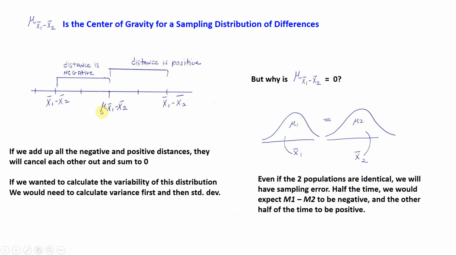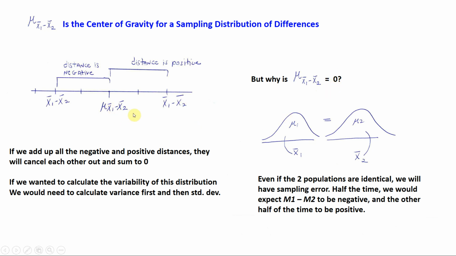Okay, so again, this is just like saying x bar is the center of gravity for raw scores. We're saying mu, and this is the mean of the sampling distribution. This is also the center of gravity. And instead of raw scores, we're just plotting differences. It's still the center of gravity, which means when we add up the negative and the positive, we get 0. Okay. But now I want to show you why this mean here is always going to be 0.